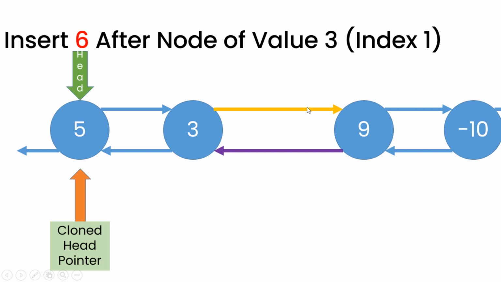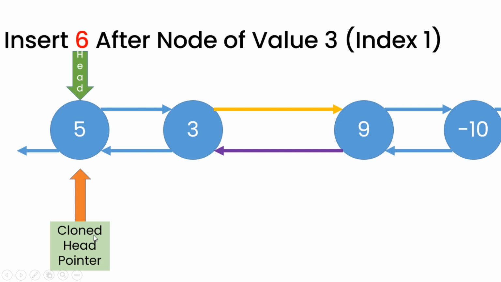Now if we want to add a node after a certain node, so let's say we want to add a node of value 6 after a node of value 3. Alright, so now what we're gonna do, we're gonna make a clone of our head pointer right now, and we're gonna use it to iterate until we reach the value of 3, so we can add a new node after it. So how can we do this?